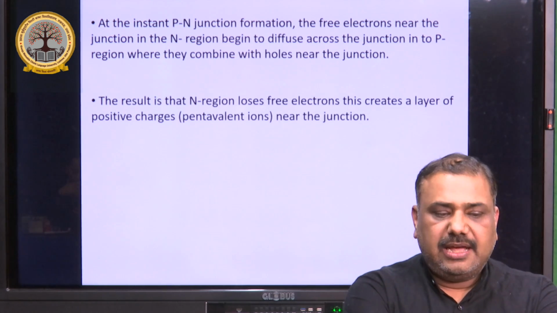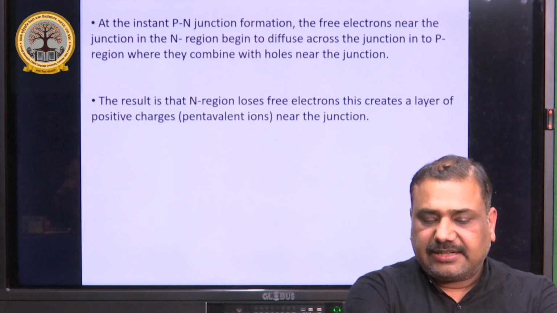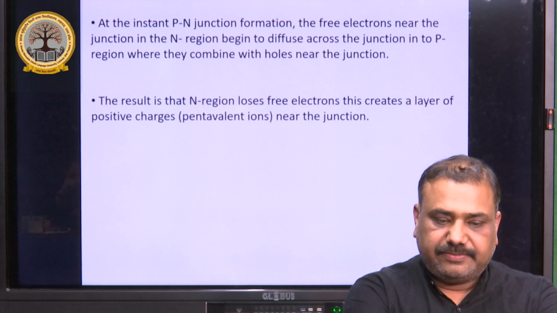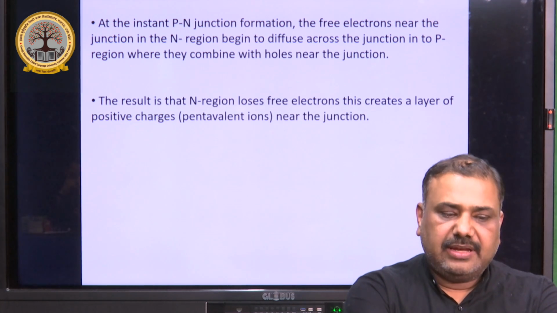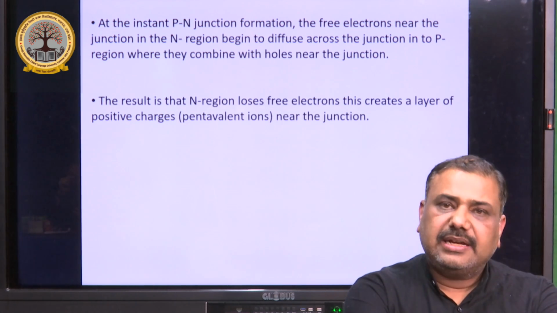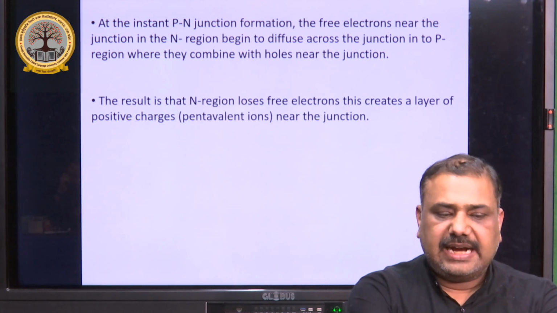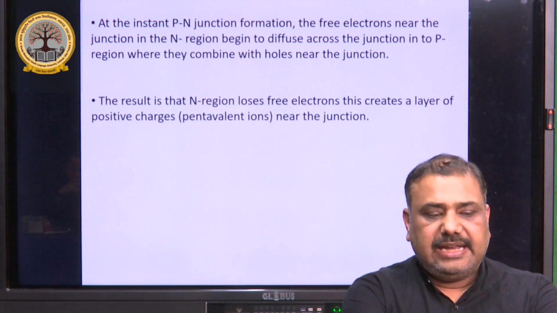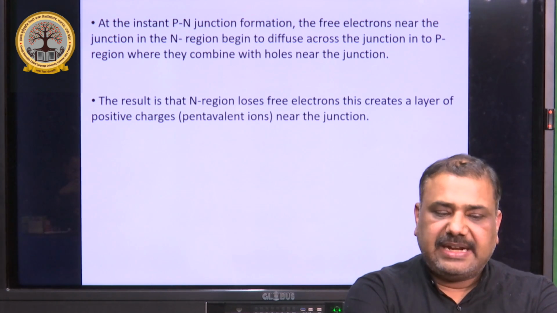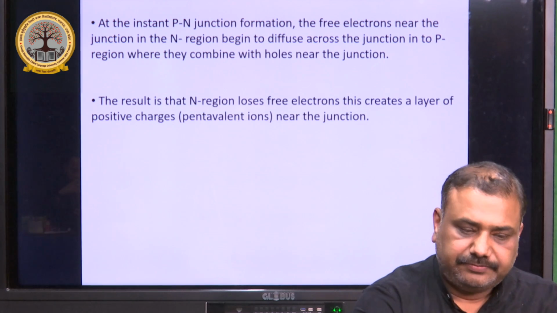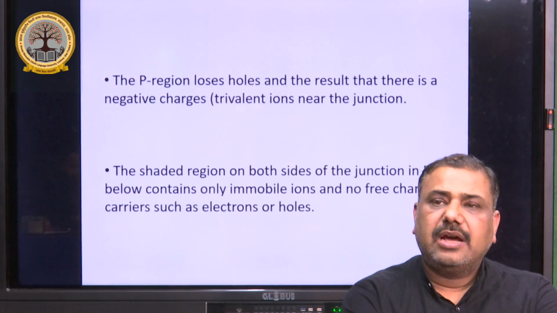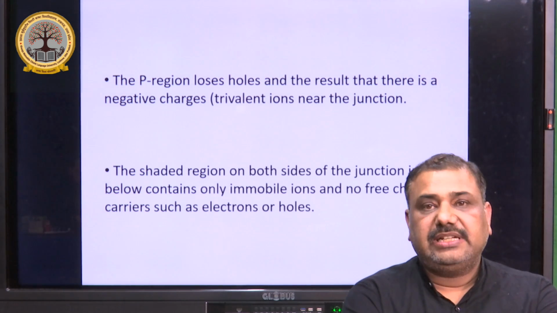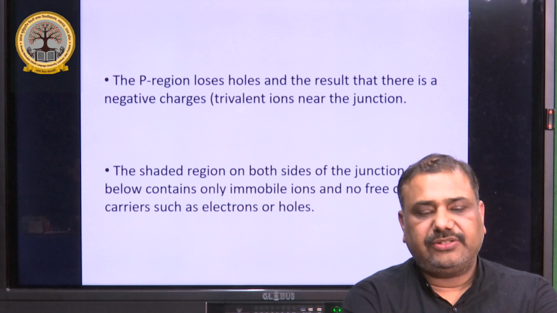At the instant of PN junction formation, the free electrons near the junction in the N region begin to diffuse across the junction into the P region, where they combine with holes near the junction. The result is that the N region loses free electrons. That creates a layer of positive charge, that is pentavalent ions, near the junction. The P region loses holes, and the result is a negative charge, that is trivalent ions, near the junction.